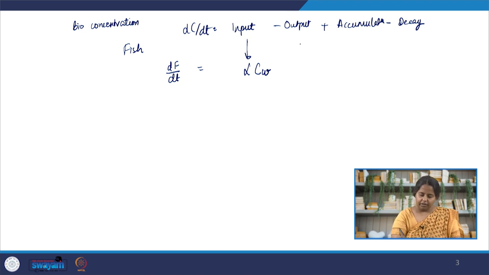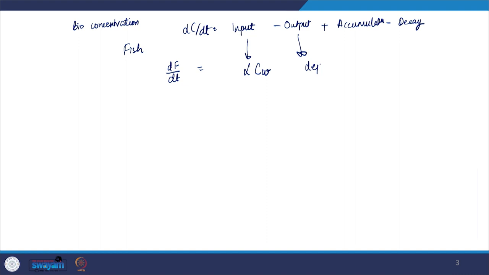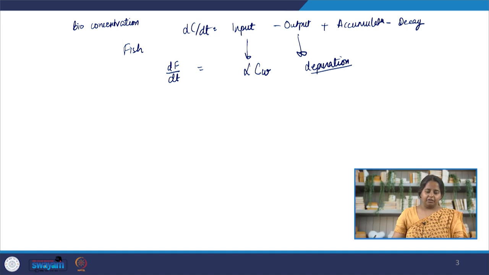Now, output is what is known as depuration. Basically, it's excretion of the contaminant. Fish are living organisms, so they consume and they also excrete. Same thing with us. We consume products and we also excrete products. So, let's say somebody is exposed to certain heavy metal via dermal contact. Their body will work hard to get rid of it. So the liver and kidney and other organs of the body will work hard to get rid of it. So that is depuration. The body is trying to get rid of it.